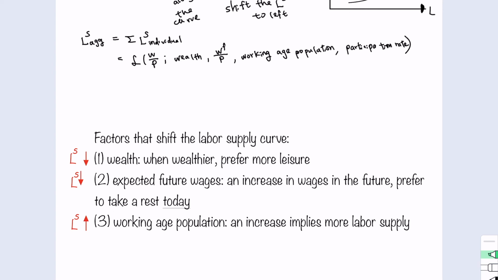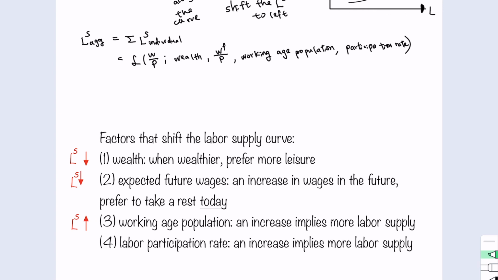The next factor that will affect the labor supply curve is the labor participation rate. When there is an increase in the labor participation rate, for example, in Taiwan in the 1960s and 70s, the traditional view about a woman's job changed. Therefore, there are more women entering the labor market. When there are more women entering the labor market, the labor participation rate increases.